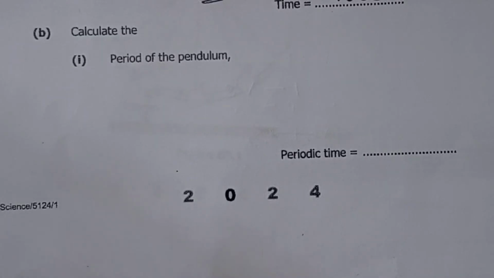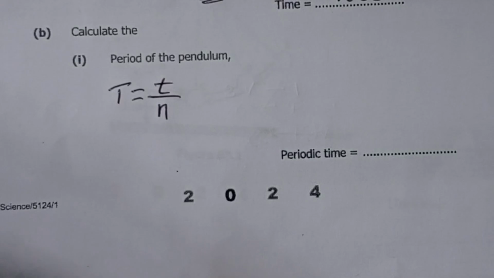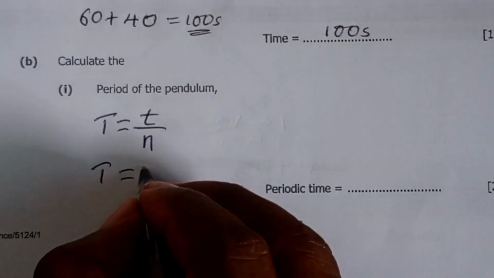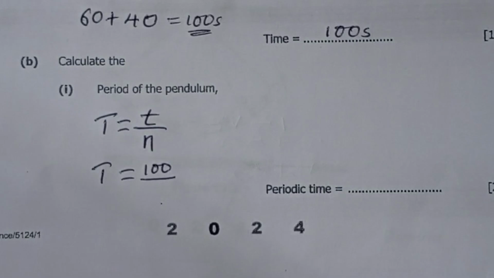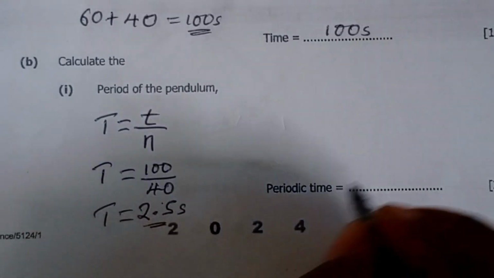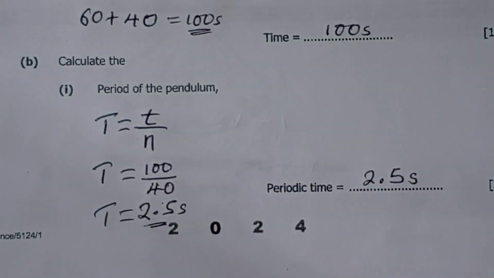Calculate the period of the pendulum. So period is equal to time taken divided by number of oscillations. For the time taken, we have 100 seconds. Then the number of oscillations is equal to 40. So the answer is 2.5 seconds. That is the period.